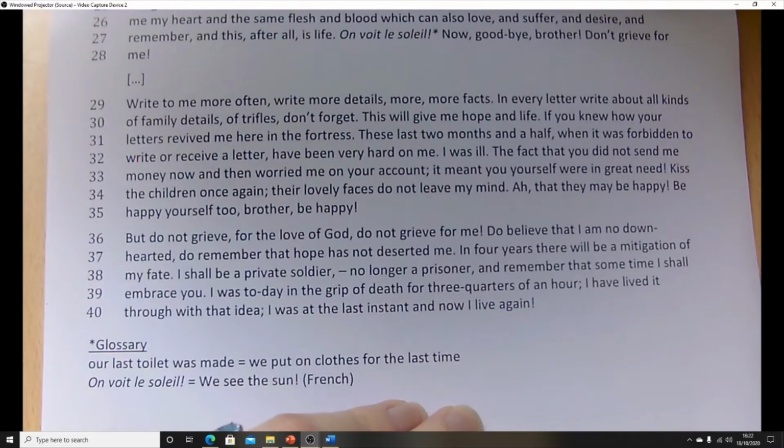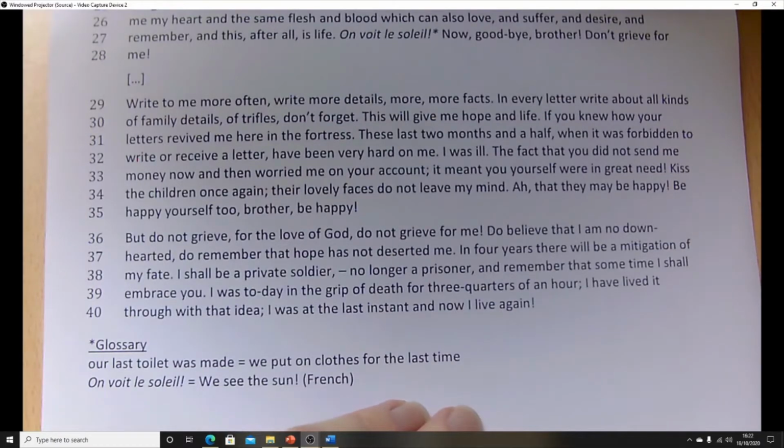Kiss the children once again. Their lovely faces do not leave my mind. Ah, that they may be happy. Be happy yourself too, brother. Be happy. But do not grieve. For the love of God, do not grieve for me. Do believe that I am not downhearted. Do remember that hope has not deserted me.